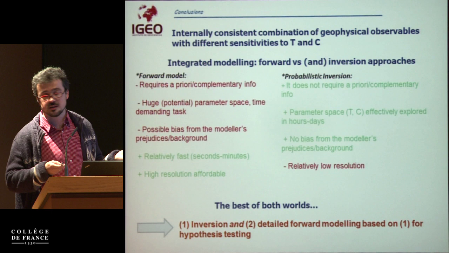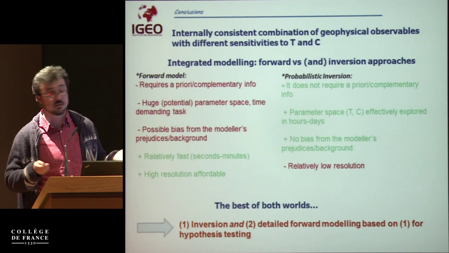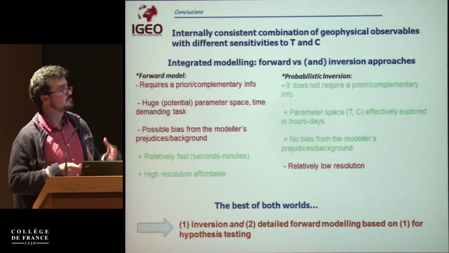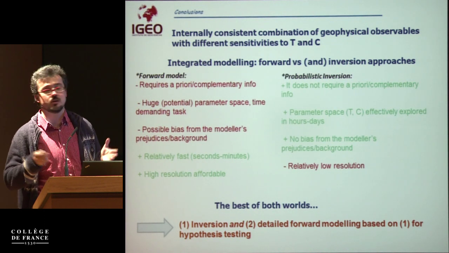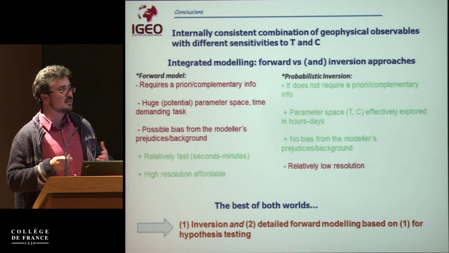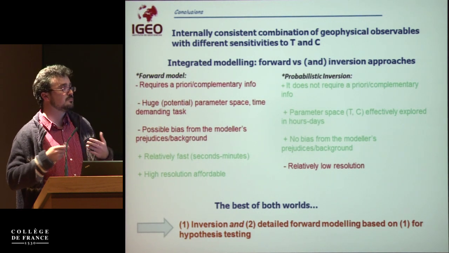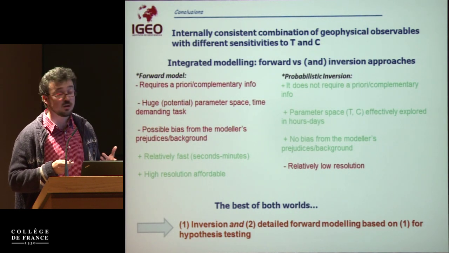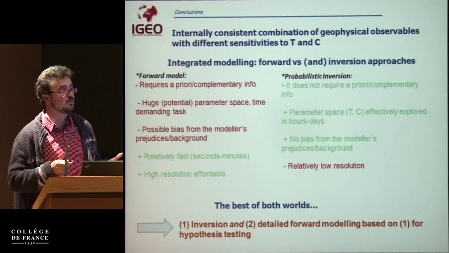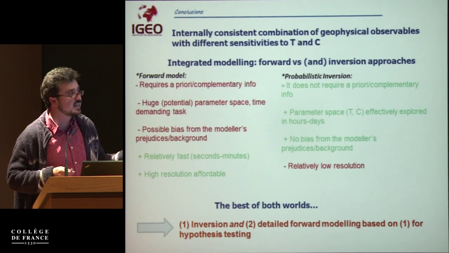So my final advice is to take the best of both worlds, right? First go for an inversion and figure out what the main aspects of the temperature and compositional space look like. Then perhaps go for some detailed modeling in high resolution to test other details. I think this is it.